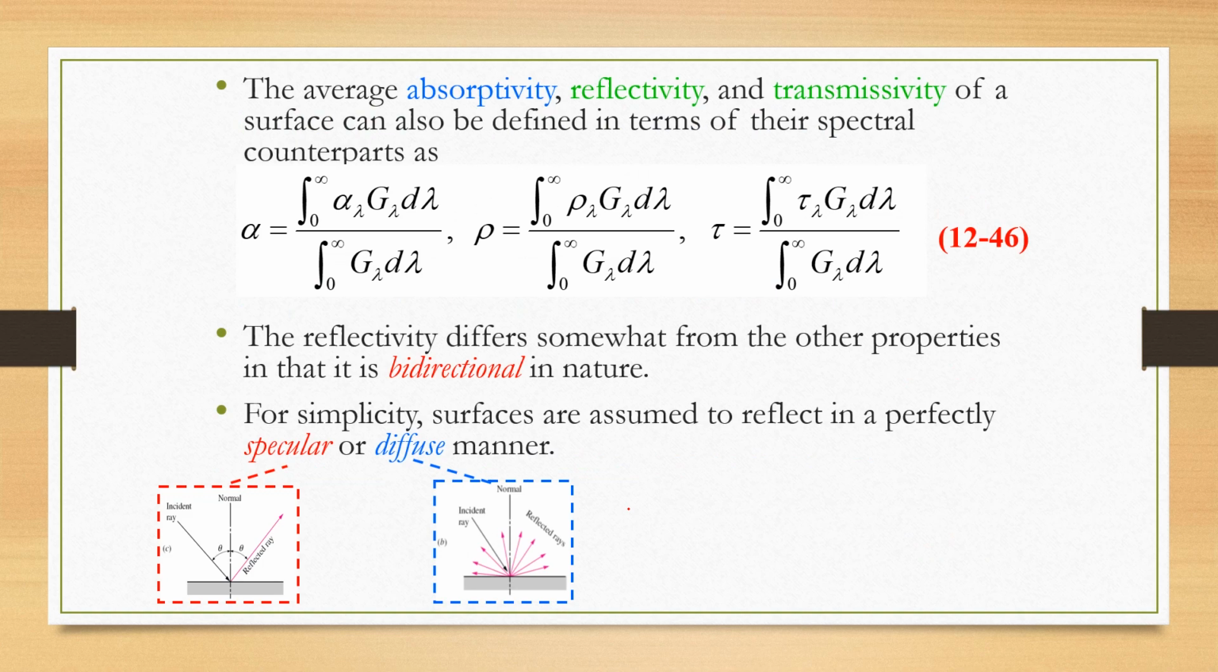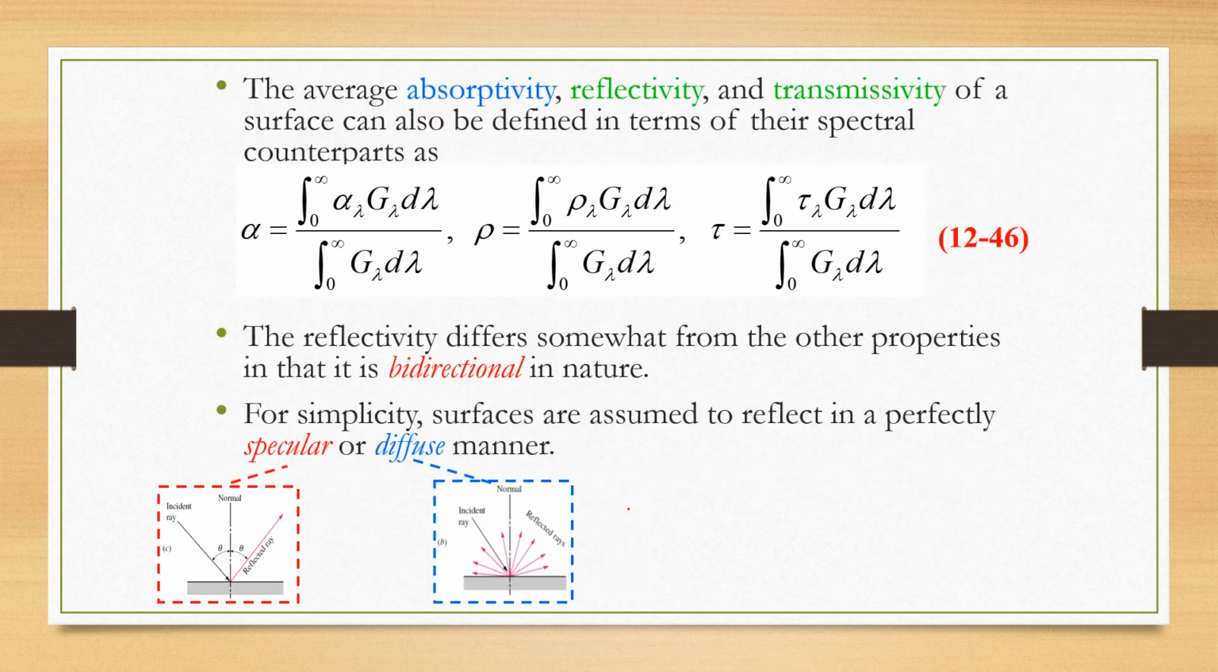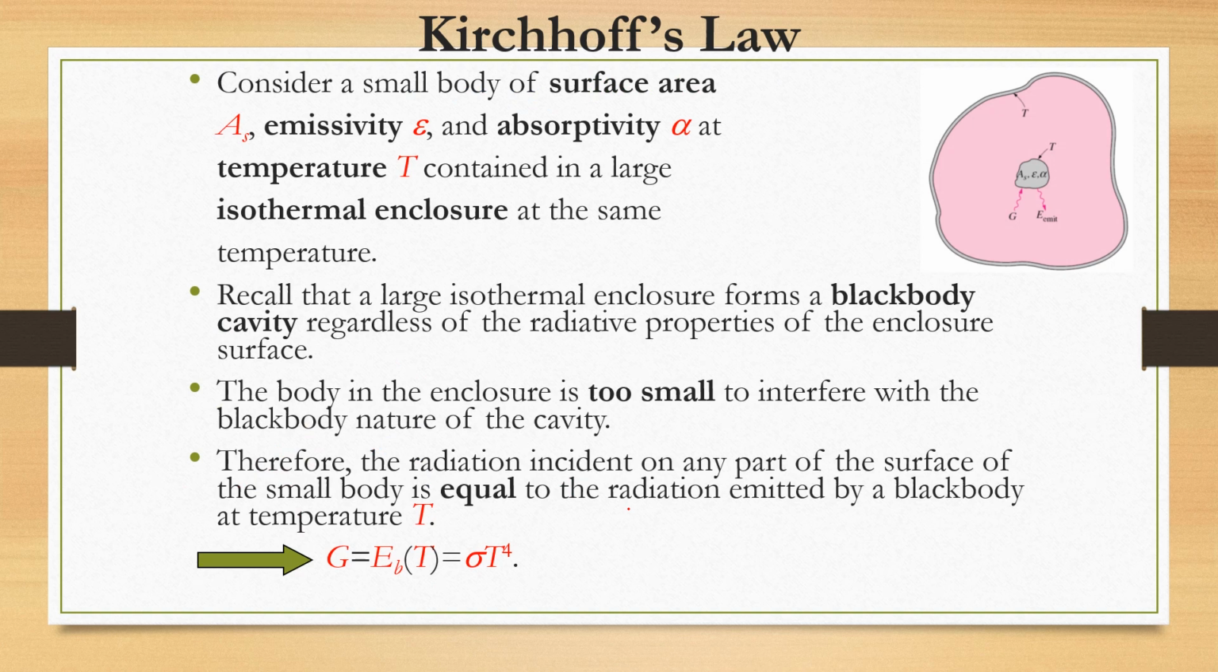This is all the derivation, so now we go to the Kirchhoff law. Consider a small body of surface area AS, emissivity and absorptivity at temperature T contained in a large isothermal enclosure at the same temperature. It is the same as what I've explained about the cavities before. If the light passes through here, what will happen? It will strike this material, which will emit energy and go to the other side, and this side will absorb energy, and then emit energy to all these surfaces.